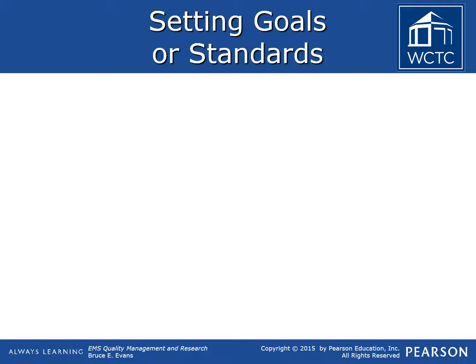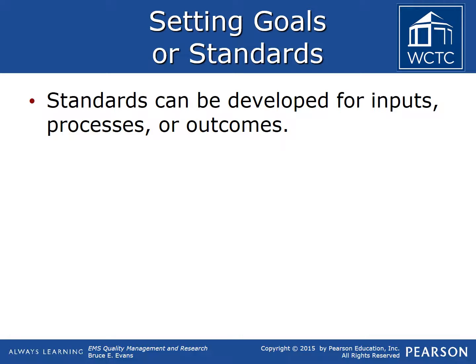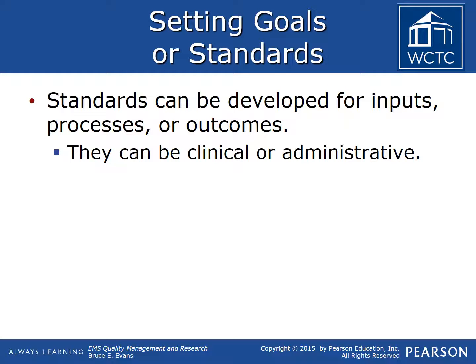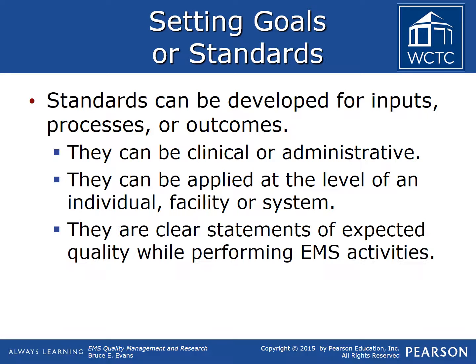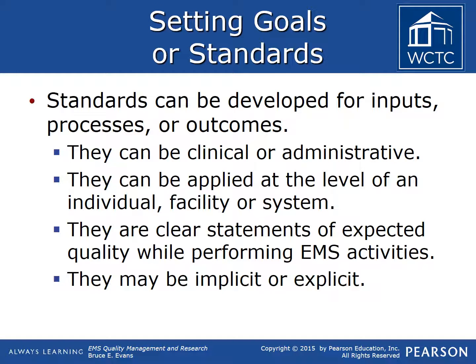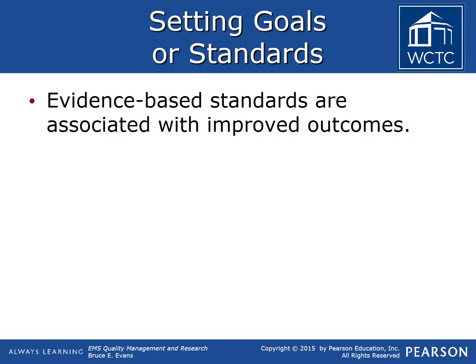Essentially, once quality is defined, the service must then develop expectations or quality standards upon which it will be judged. Quality goals or standards can be developed for inputs, processes, or outcomes. They can be clinical or administrative. They can be applied at the level of an individual, facility, or system. They are clear statements of expected quality while performing EMS activities, and they may be implicit, understood, or explicit, written. Essentially, these standards are prerequisites for measuring quality. Having evidence-based standards is critical for fostering improved outcomes.